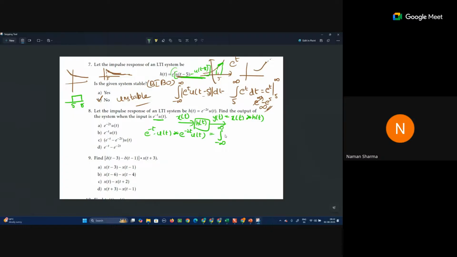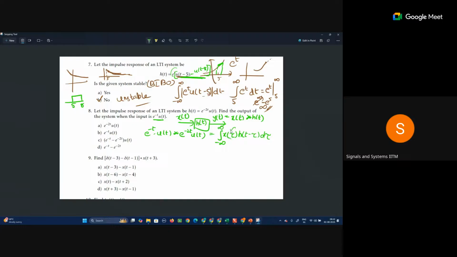Integral of the input x into h of t minus tau, d tau. Here it has to be x of tau, not x of t, that is e to the power minus tau u of tau, and then h of t minus tau d tau.